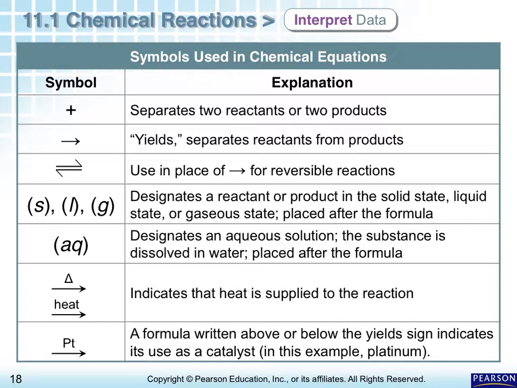This last slide just summarizes all of the different symbols we've talked about here. There's an additional one for heat. Sometimes it's written with a little triangle over the arrow, indicating that heat was supplied to the reaction, really to get it started and keep it going. So make sure you get all of these different symbols into your notes.